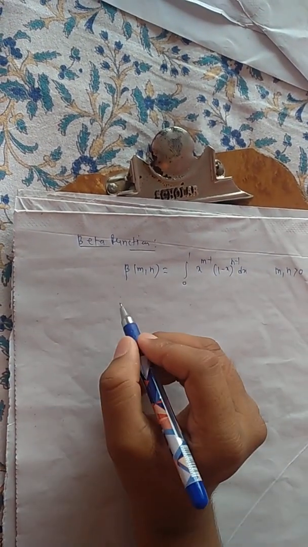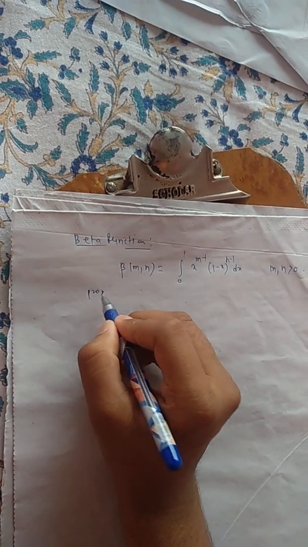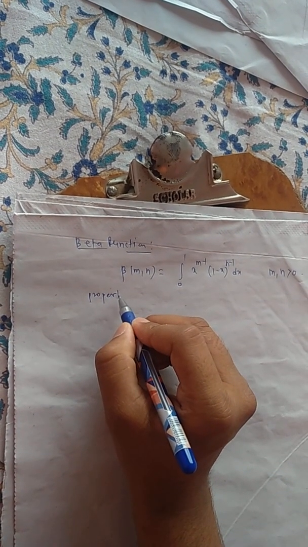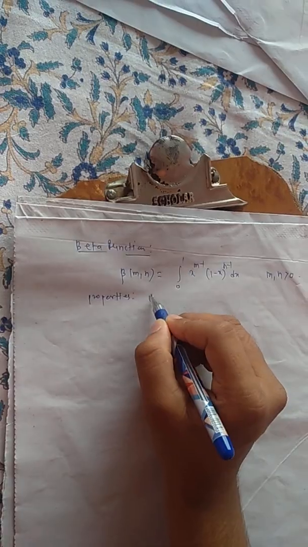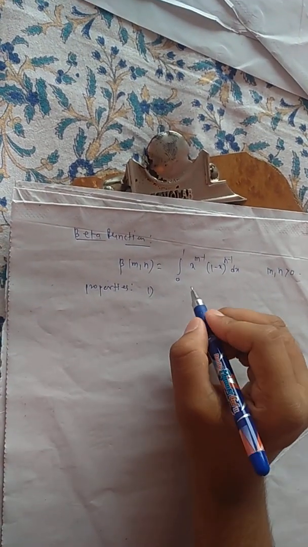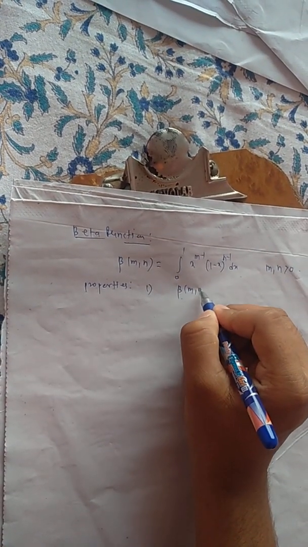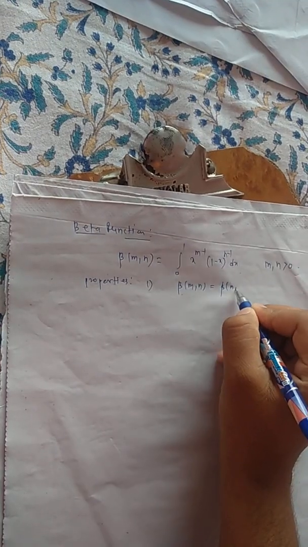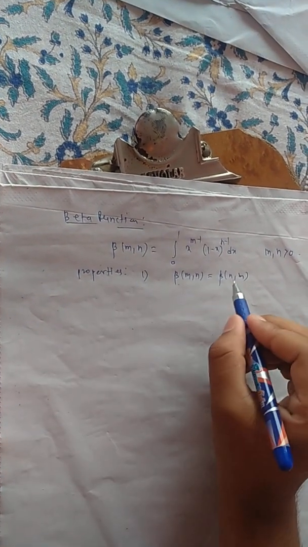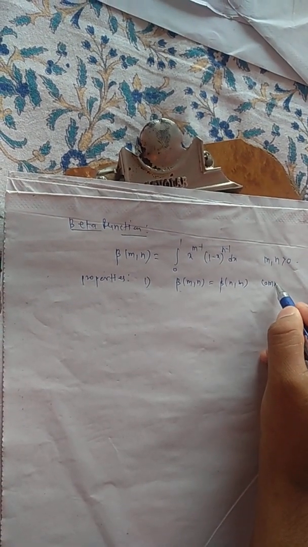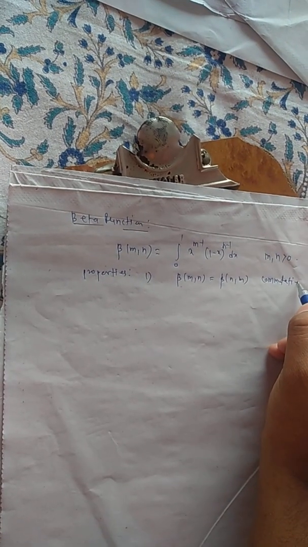Now there are a few properties of this beta function, so one by one we'll understand. First property: beta(m, n) is equal to beta(n, m), that is, beta function is a commutative property.